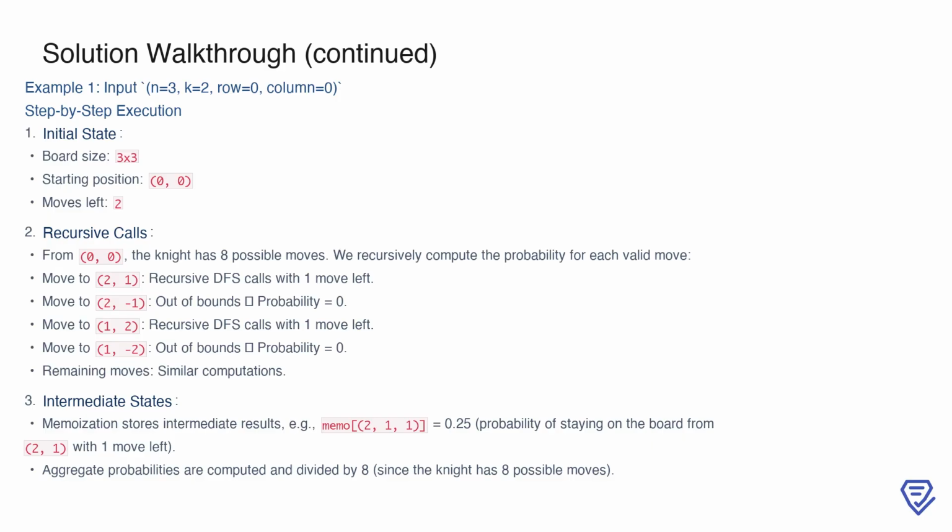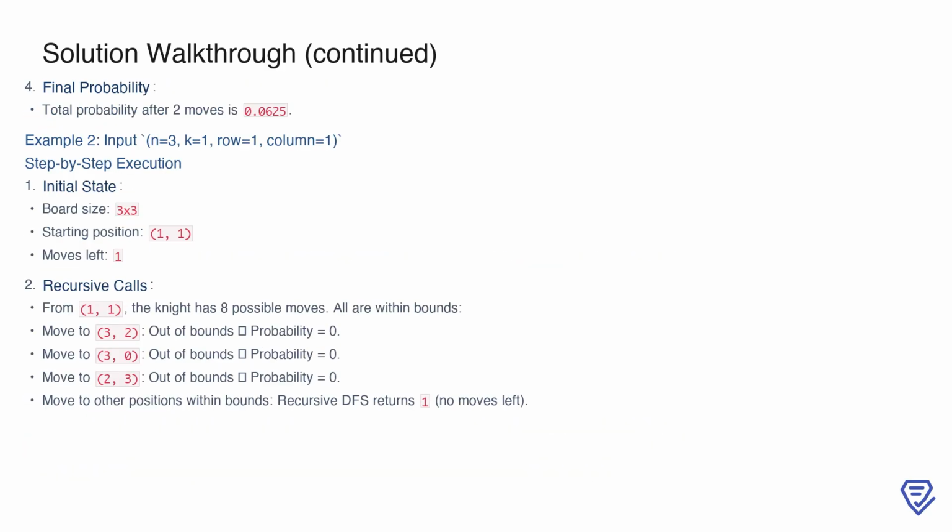Finally, we aggregate the probabilities from all valid moves and divide by 8, since the knight has 8 potential moves in total. After completing the recursive computations for all valid paths, the total probability of the knight staying on the board after 2 moves is determined to be 0.0625.